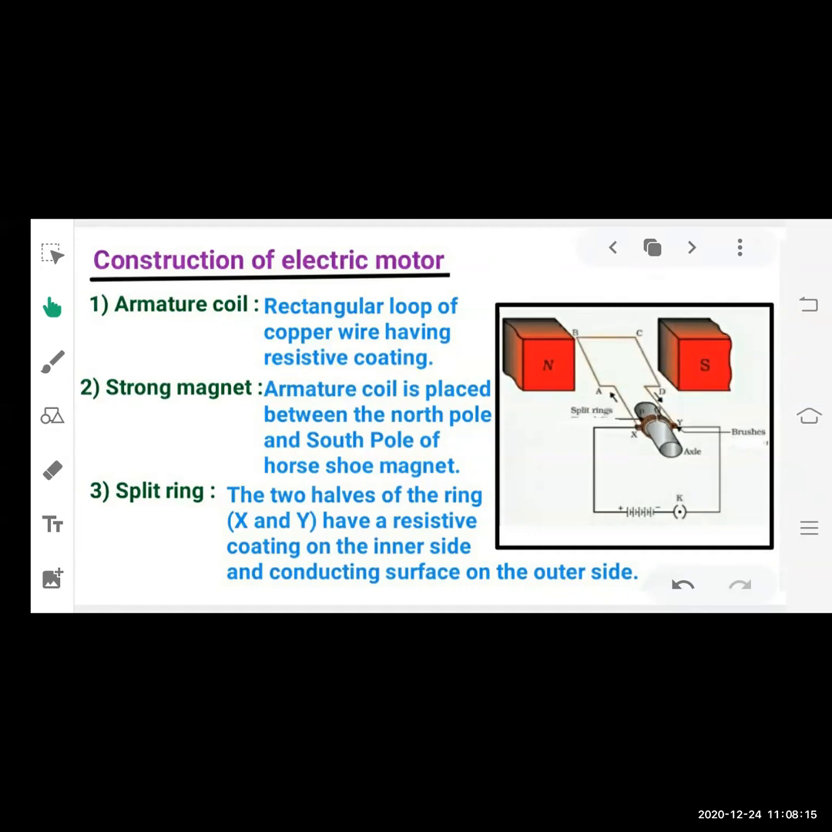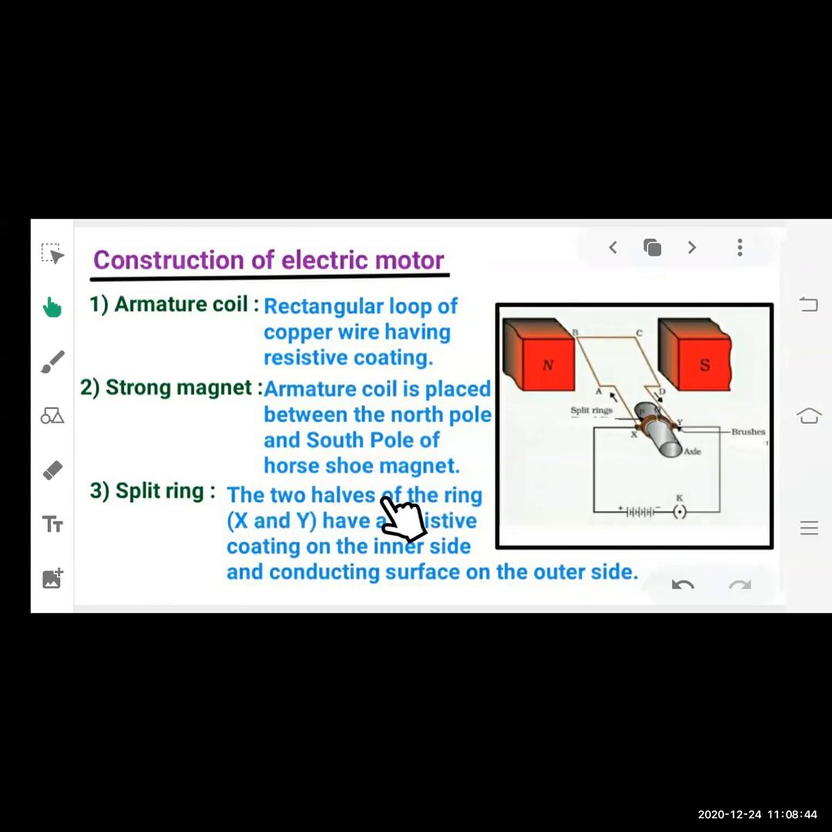Then the next one is split rings. Split rings, all of you know rings. We wear rings on our hands. A ring is circular in shape, but here we are not using the ring in a circular shape. It is used as a split ring. If you break the ring into two parts, it is called a split ring. There is a circular split ring. You can see it is dark reddish in color, but it is split in between. You can see the gap here.